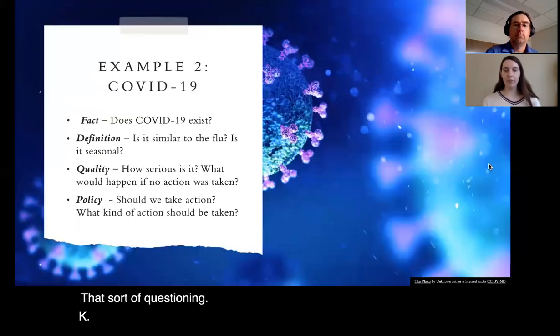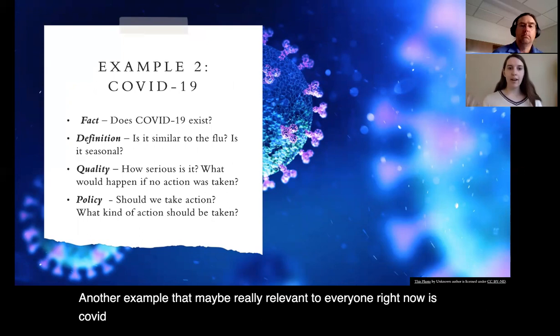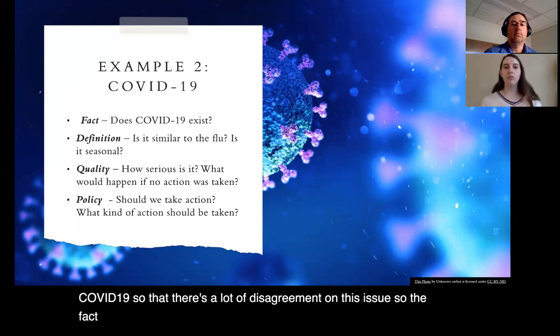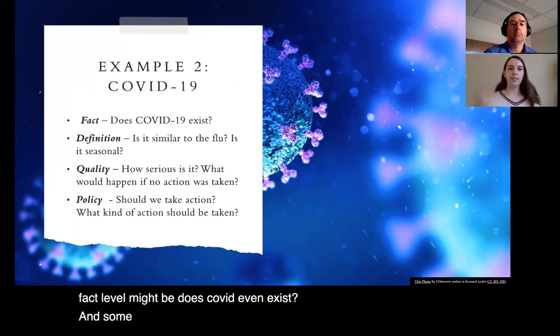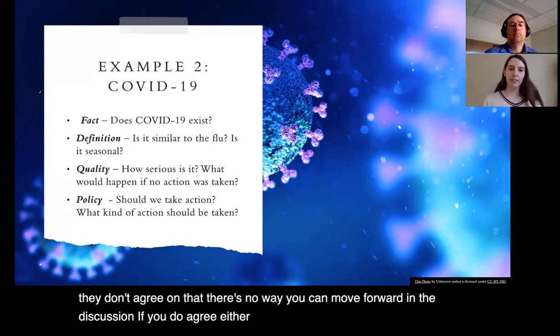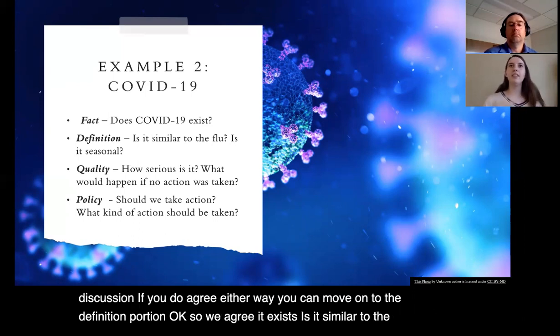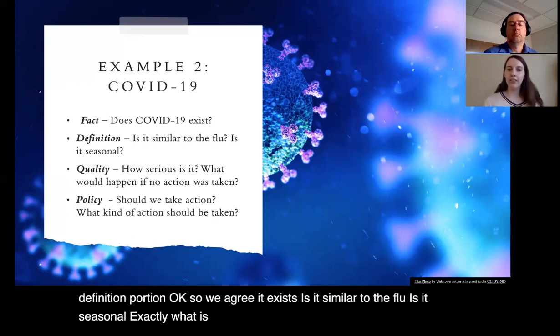Another example that may be really relevant to everyone right now is COVID-19. So you know that there's a lot of disagreement on this issue. So the fact level might be, does COVID even exist? And some people say yes, and some people say no, right? And again, if they don't agree on that, there's no way you can move forward in the discussion. If you do agree either way, you can move on to the definition portion. Okay, so we agree it exists. Is it similar to the flu? Is it seasonal? Exactly what is it? That's where you really get into that question.